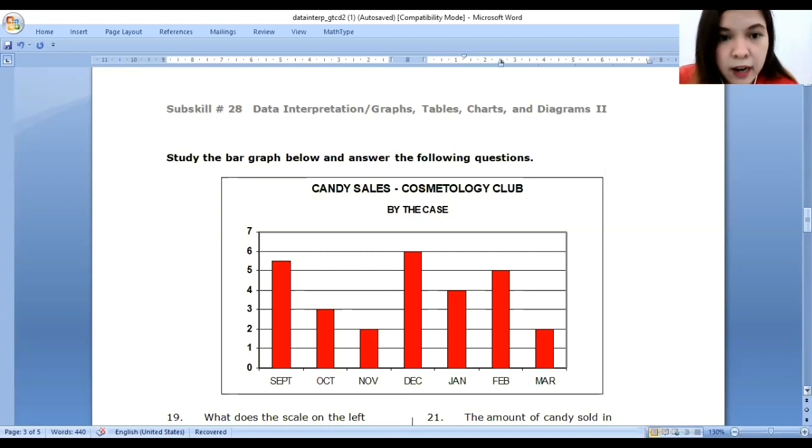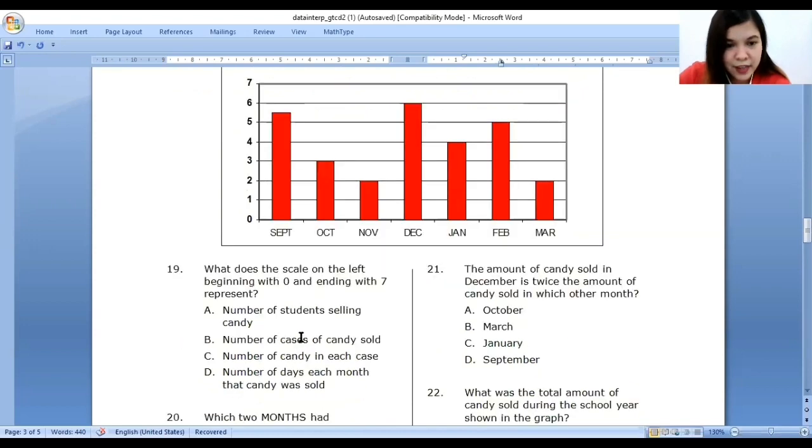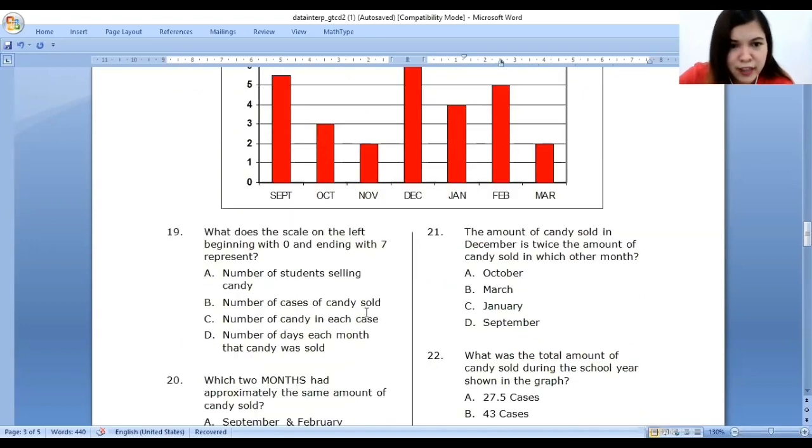So, study the bar graph below and answer the following questions. So, the title of our bar graph is Candy Sales Cosmetology Club by the case. So, kung makikita nyo, ang nakalagay sa ating x-axis, yung ating months, per month siya. And then yung y-axis, values. Ito yung sales niya by the case. Yun yung number of sales. Yung ating y-axis.